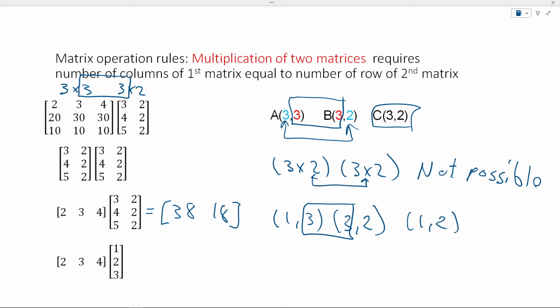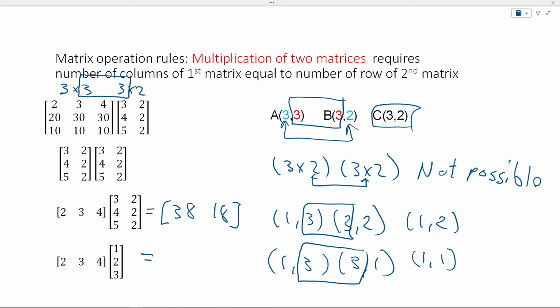Okay. Now, let us do one more. So here is one more. Let's do this guy. What is the size of this guy? This is 1 times 3 multiplied by 3 times 1. So can we multiply this? Yes, we can multiply this. And what would be the size of the remaining matrix? 1. Just one element, a scalar.